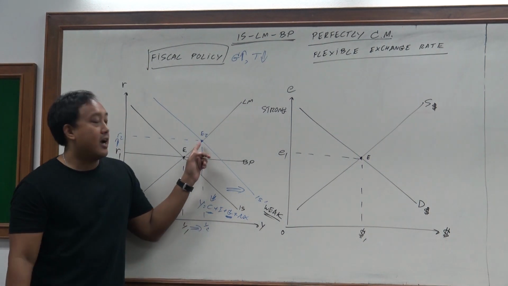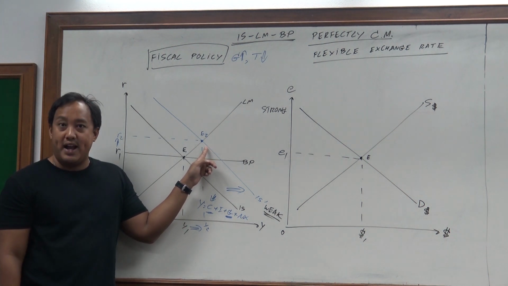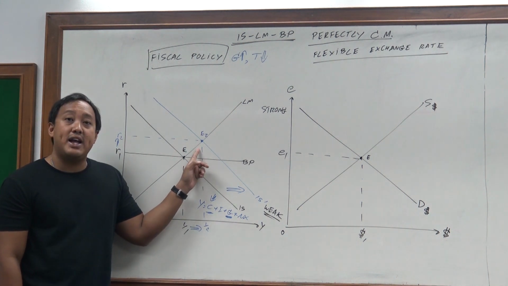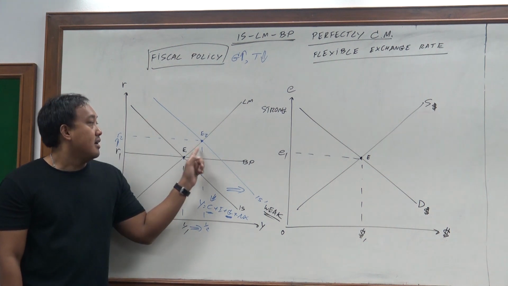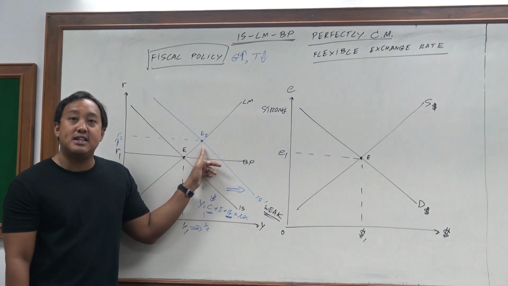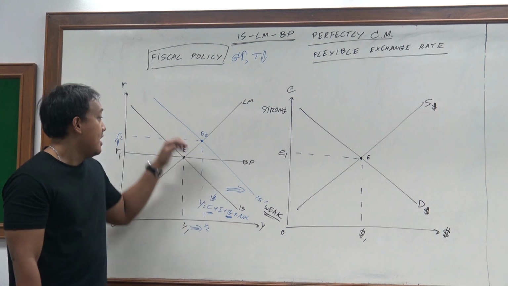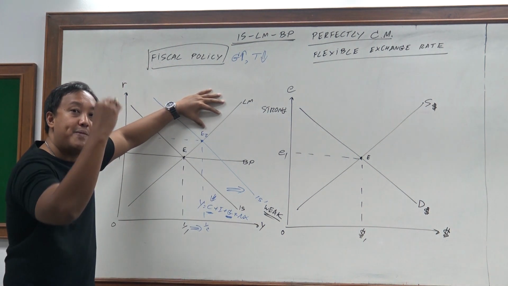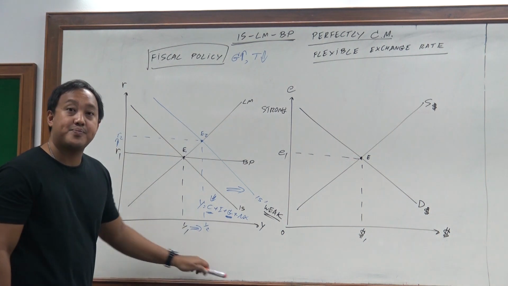However, the new equilibrium point here, E2, is not the best point. It's not good enough. Why? Because the new equilibrium point E2 is only the point where IS intersects with LM. But the point E2 didn't stay on the BP curve. See that? The new equilibrium point E2 is located above the BP curve. So what does it mean?